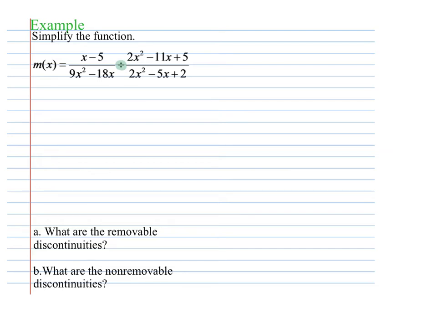So on the numerator, I can't reduce anything or factor out anything, but on the denominator of the first one I could take out a 9x, and I'm going to have 9x times x minus 2. I'm going to change the division sign to multiplication, and I'm going to take the reciprocal of the second fraction before I factor it out. So I'm going to have x squared minus 5x plus 2 and 2x squared minus 11x plus 5. My next step is x minus 5, 9x, x minus 2.